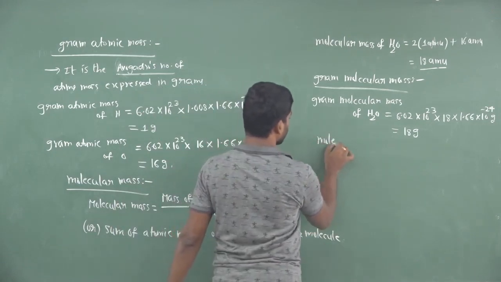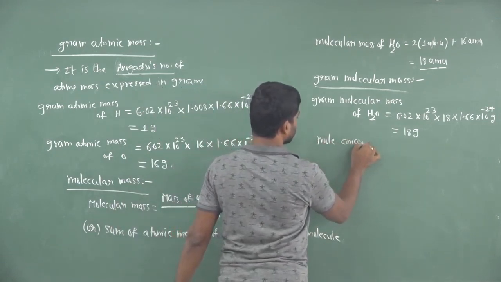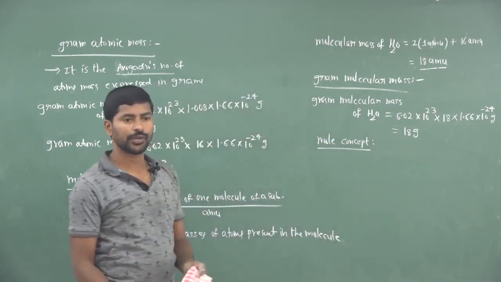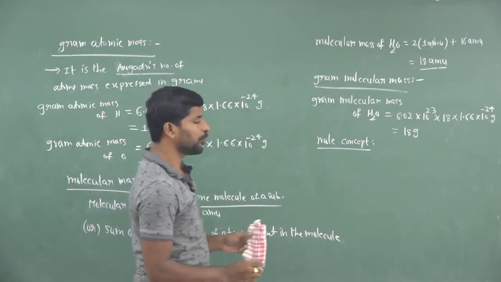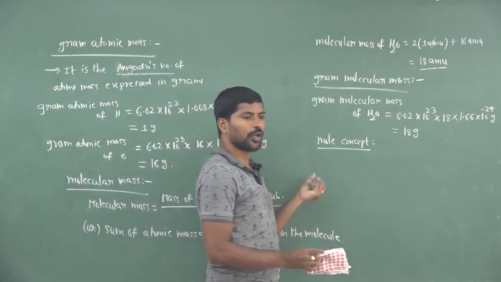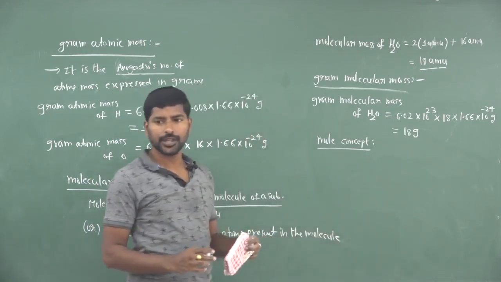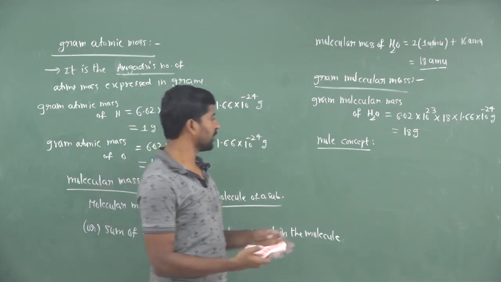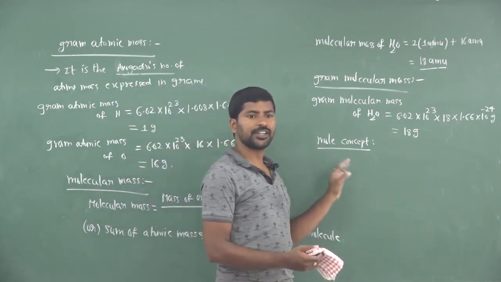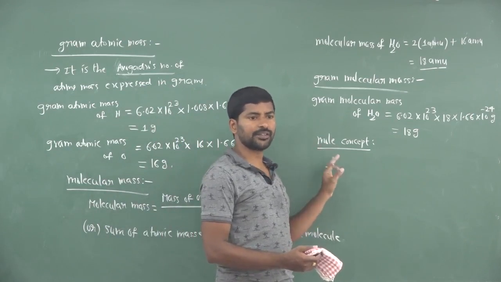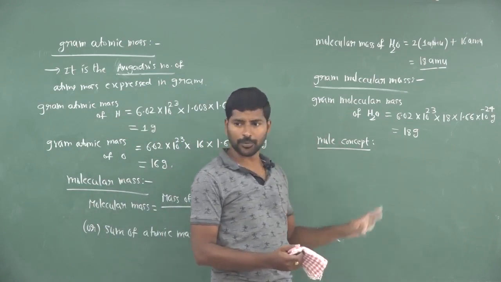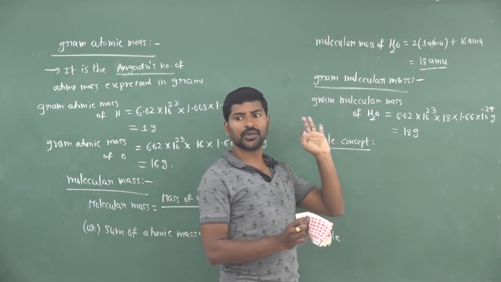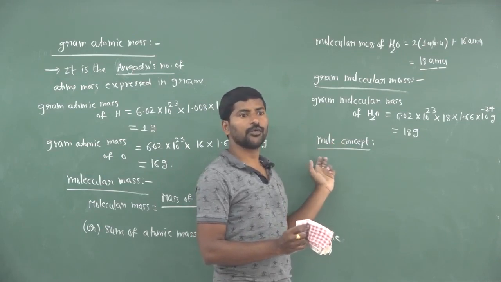Mole concept. What is a mole? 1 mole of substance means what? It possesses how many number of particles? Avogadro number of particles. So 1 mole is the amount of substance that consists of Avogadro number of particles. That amount is called 1 mole.